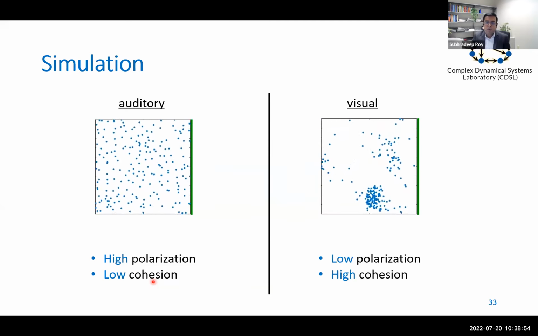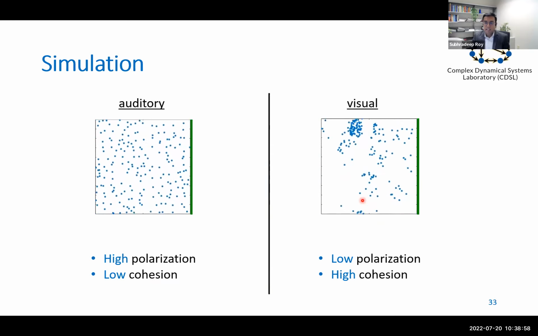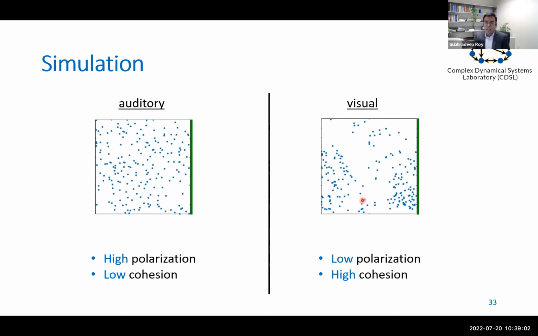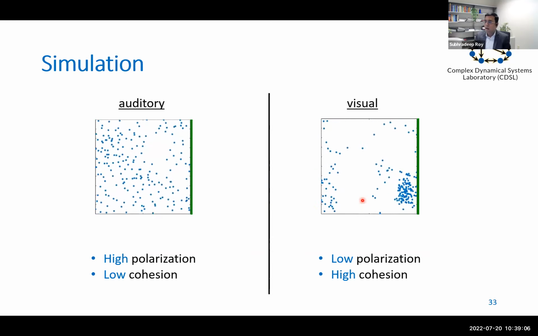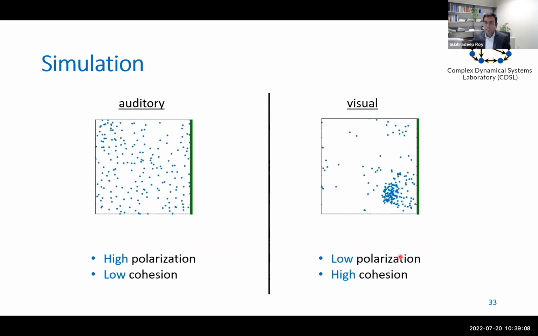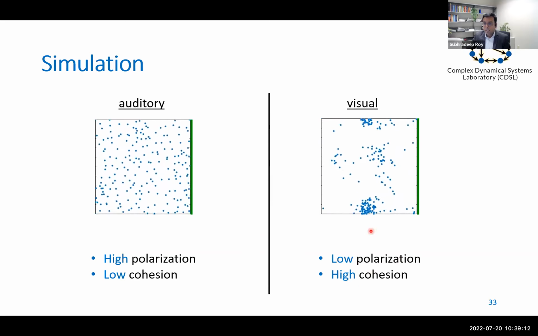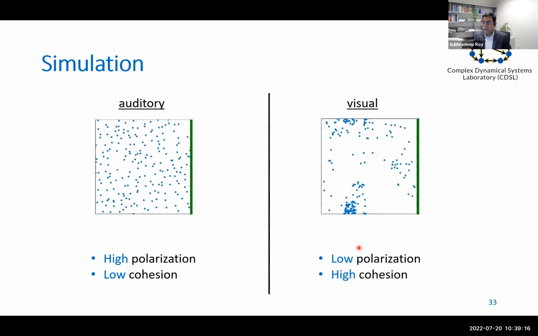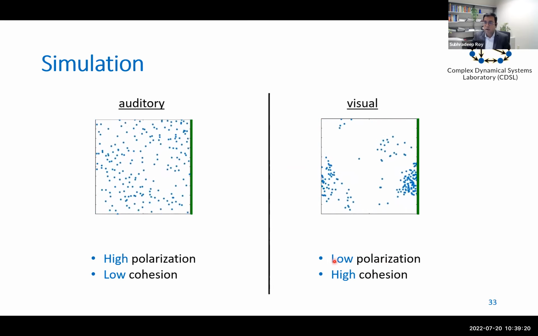Whereas in the visual mode, we see the formation of clusters. Here, individuals form closely packed clusters. These individual clusters have a common heading direction, but the clusters can move around in different directions, so that reduces the value of polarization. They are forming clusters, which increases cohesion, but the individual clusters have different heading directions. That is reducing the value of polarization over here.